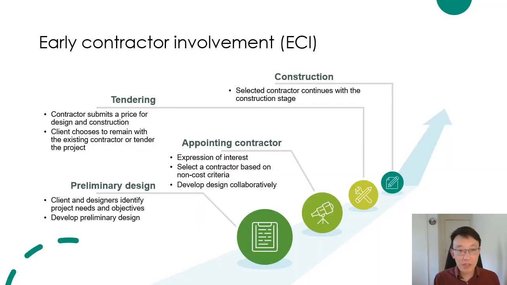This diagram shows the typical steps in the implementation of early contractor involvement. Preliminary design. So this is the normal process as usual, where the client employs the service of designers to identify project needs and objectives. In this stage, the designers will also develop preliminary design. And then in the second step, interestingly, is to appoint a contractor. So this is still in the design stage. The design is not complete. The client will call for an expression of interest.